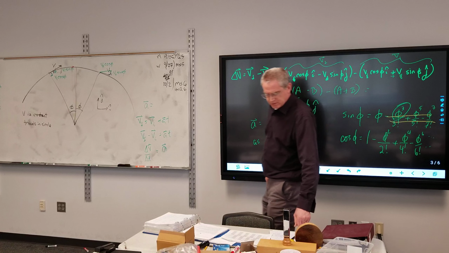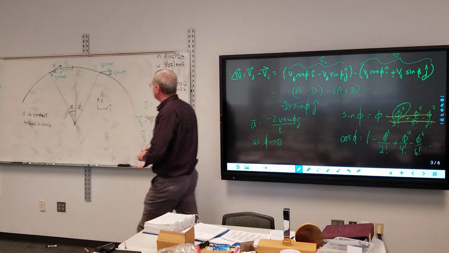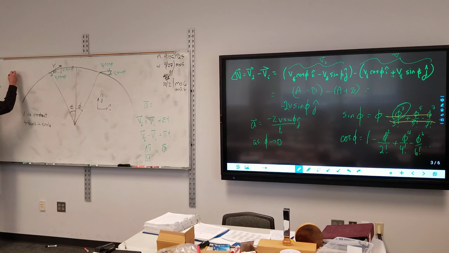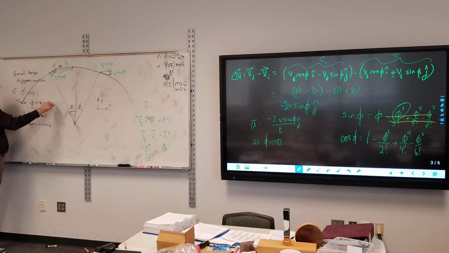So we're going to use, and this is something that shows up more than once in here, the small angle approximation. If phi is much less than 1, so the two less-than symbols mean much less than. I don't have units here, so this is much less than 1 radian. Then phi is approximately equal to the sine of phi, which is approximately equal to the tangent of phi. That is the small angle approximation.